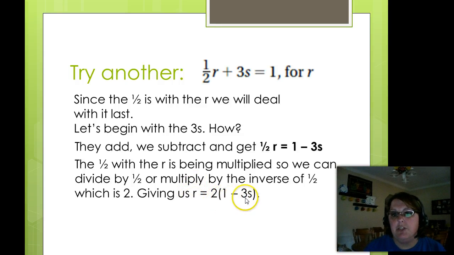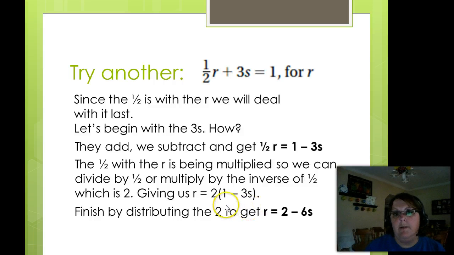Well, technically r is already alone, but that's not how we like to leave things. We need to finish this by distributing the 2. So 2 times 1 gives us 2. 2 times negative 3s is negative 6s. So r equals 2 minus 6s. And I'm sorry, on the last one I didn't give you much of a chance to press pause in case you wanted to write more down.